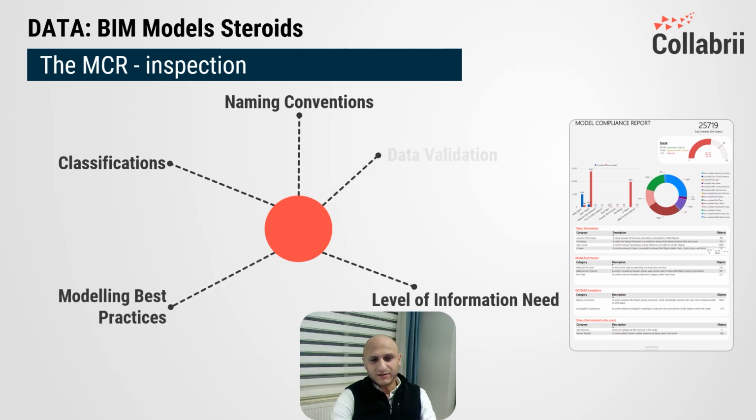The MCR covers the following areas. It checks or inspects the naming conventions of our BIM objects or families. It inspects the data within those objects. It inspects the level of information need, the modeling best practice, and classifications.